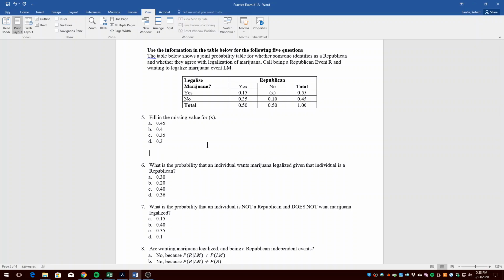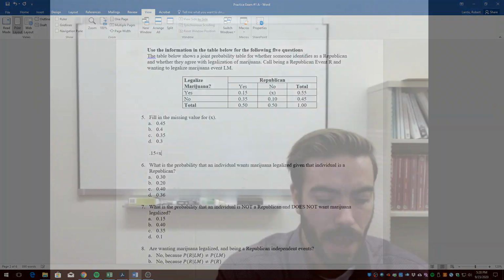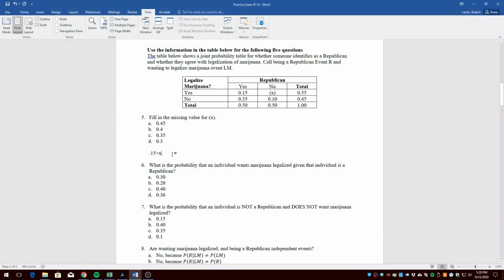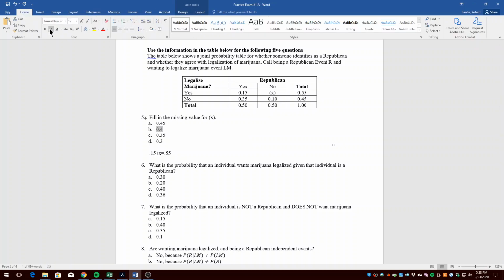So I know that 0.15 plus X will be equal to 0.55 here. So I can do a little bit of algebra, rearrange some things, so that X would be equal to 0.55 minus that 0.15, which should give me that value of 0.4. And that makes sense. If I add 0.15 and 0.4, that gets me to that 0.5. So that one shouldn't be too bad.